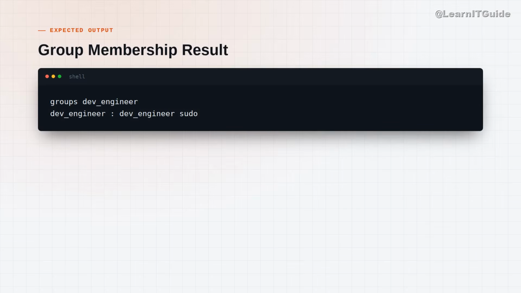Verify the change using the groups command. You should see the user's primary group and the new sudo group listed. If the sudo group does not appear, the append command failed. Always verify group memberships before testing elevated privileges. This ensures the user has exactly the access you intended and nothing more.